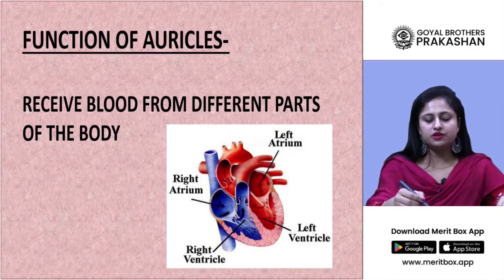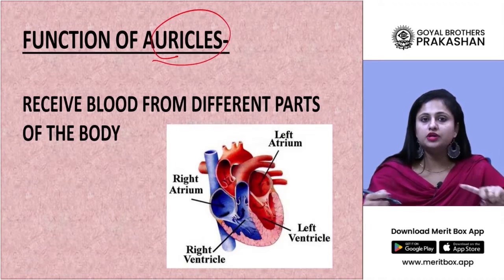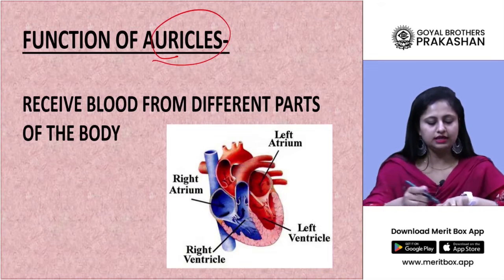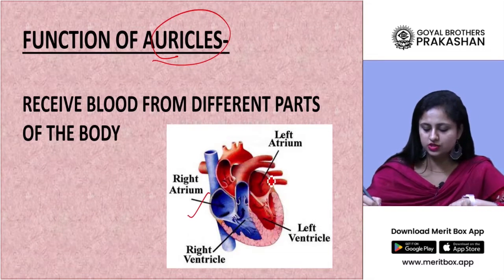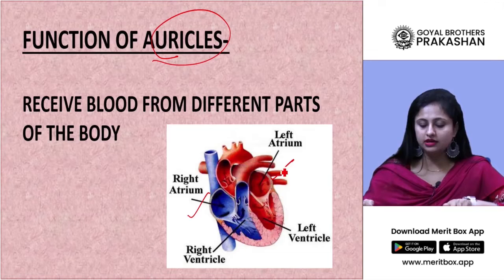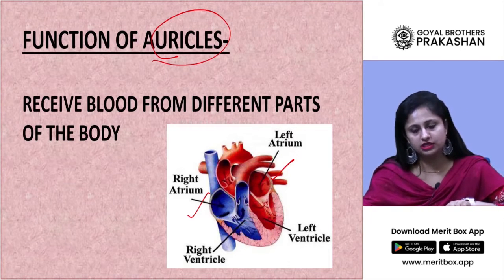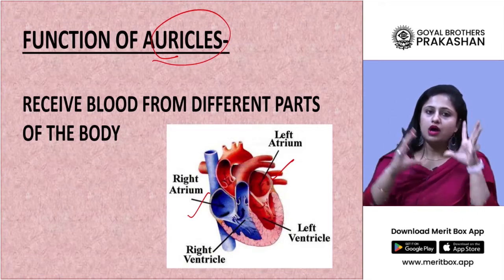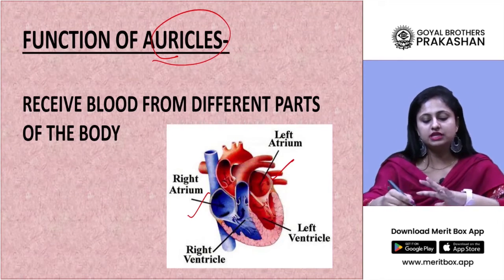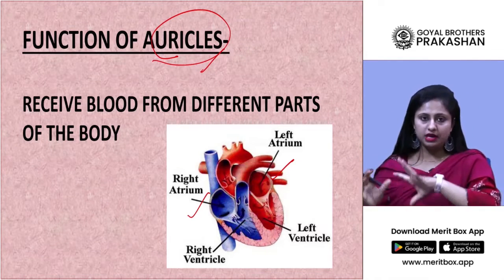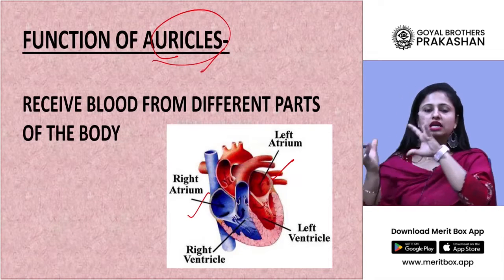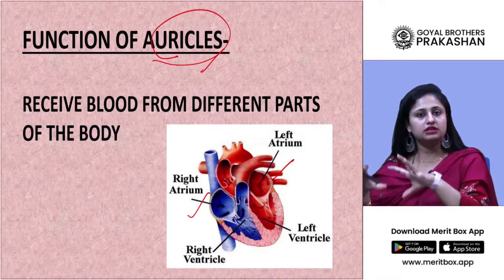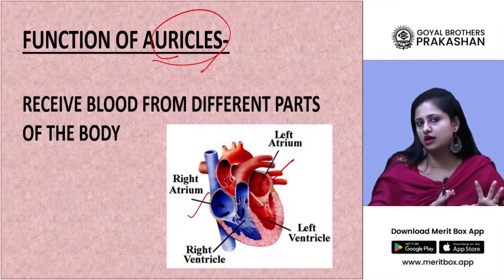So first is the function of auricles, the upper 2 smaller chambers, right? So these two, basically they receive blood from different parts of our body, and they collect all the blood from our body parts to heart. Okay, so basically auricles collect blood from the various parts of our body, and they supply that blood to our heart.